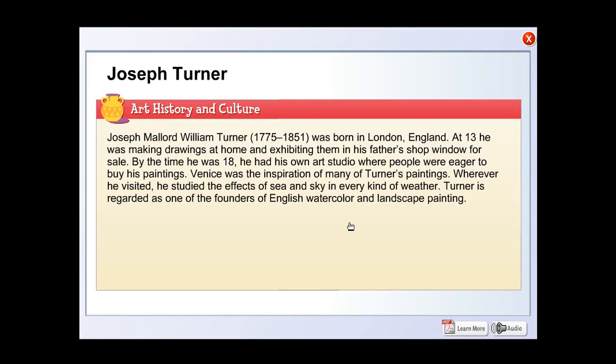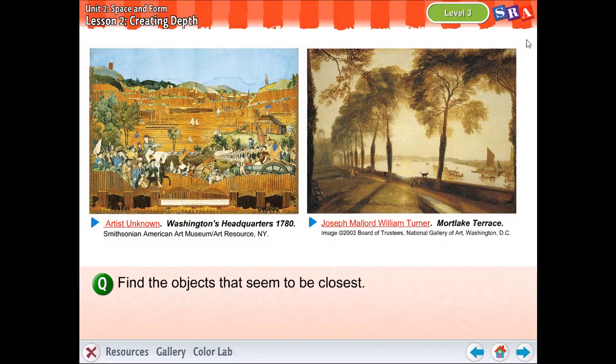Joseph William Turner was born in London, England, and at 13, he was making drawings at home and exhibiting them in his father's shop window for sale. By the time that he was 18, he had his own art studio where people were eager to buy his paintings. Venice was the inspiration of many of his paintings. Wherever he visited, he studied the effects of the sea and the sky in every kind of weather. He was regarded as one of the founders of English watercolor and landscape painting. So let's check this one out.